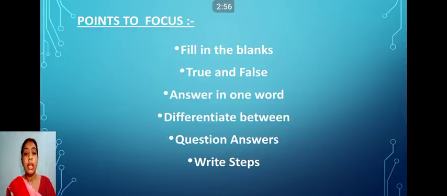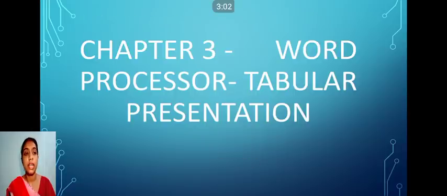Well, now let's revise the next 2 chapters. Let's start with the third chapter. The third chapter was word processor, tabular presentation. In this chapter we studied how to insert a table in our MS Word document. In an MS Word document you get a plain sheet where you type your text and insert your figures. How to make data there in a tabular form, how to write data there in a tabular form, that we have learned in this particular chapter.